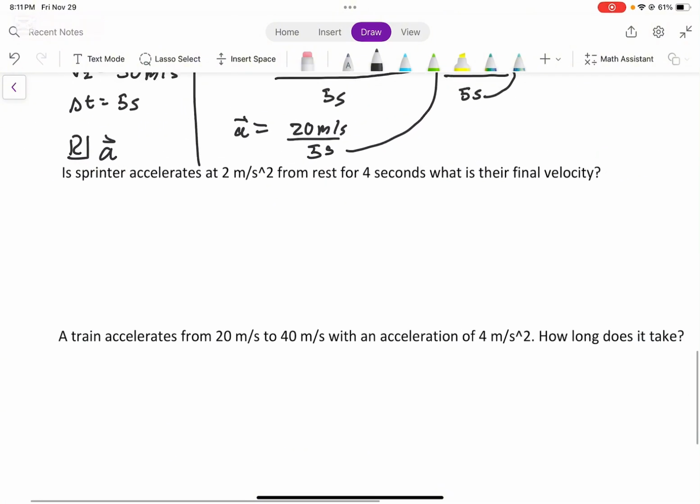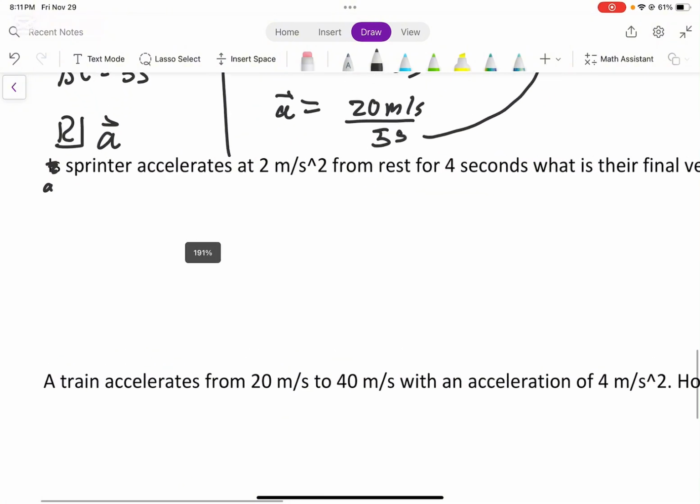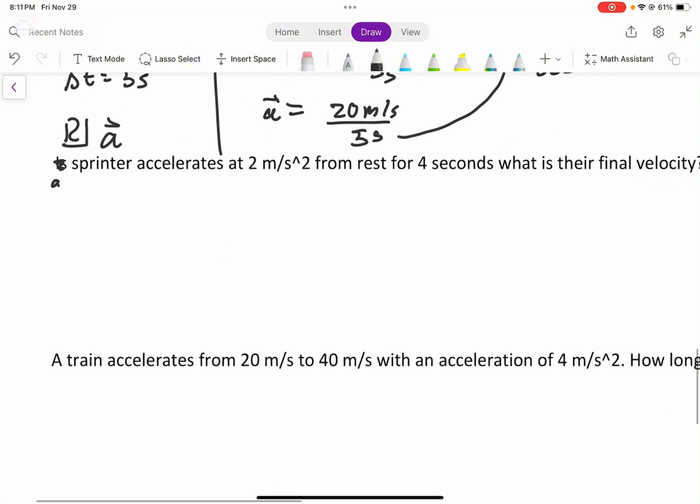The next question is, a sprinter accelerates at 2 meters per second squared from rest for 4 seconds. What is their final velocity? So here we actually have to do some algebraic manipulation to find out what the actual velocity is.